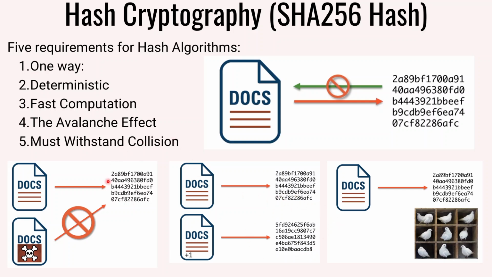Next, it must withstand collision. Yes, a hash can also have a collision. How? Look, you have a fixed length of 16 characters and each character can be 0 to 9 and A to F. So after a long time, you may see a repetition of the hash, but this is a very rare condition.